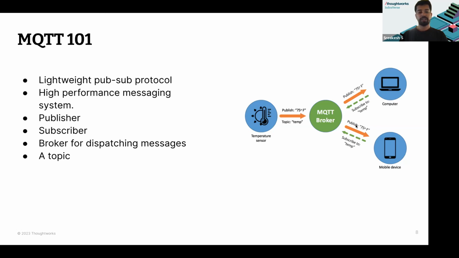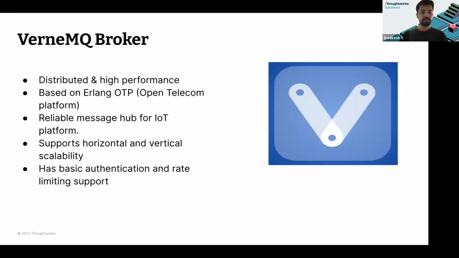I have called out two things here: the subscriber and the topic. The subscribers are the computer and mobile device in this case, because they are trying to receive the message from the MQTT broker. And another term which we talked about is the topic. The topic is the common contract between the publisher and the subscriber, an agreement to publish and subscribe the messages.